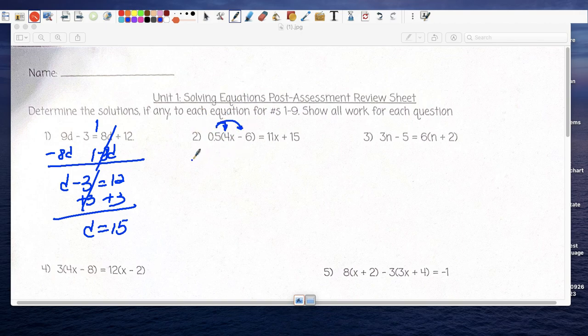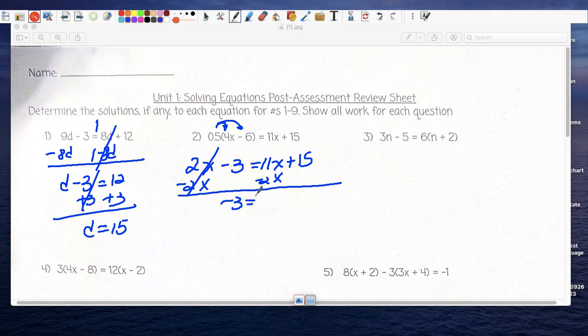Half times 4 is 2x. Half times 6, 0.5 times 6, is just 3. Equals 11x plus 15. Combine like terms? No. Variables on both sides? Yes. Let's get rid of the 2x by doing minus 2x, minus 2x. That goes away. Negative 3 comes down. 11 minus 2 is 9x plus 15.